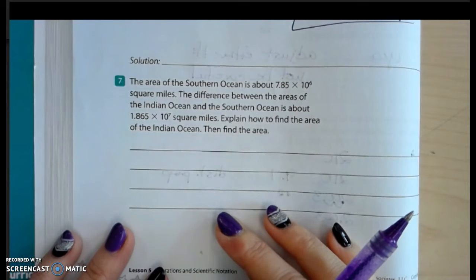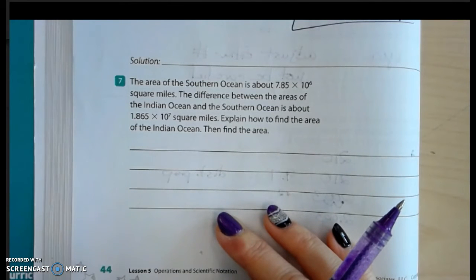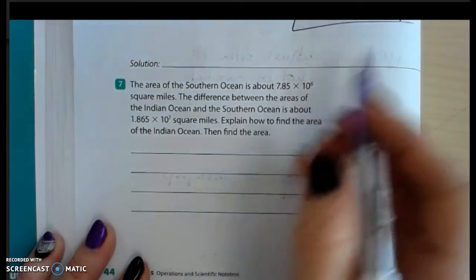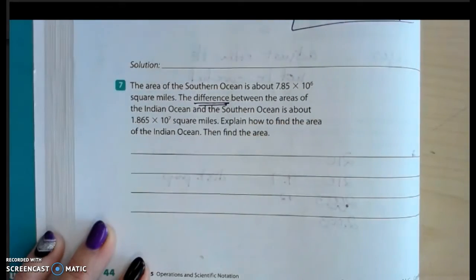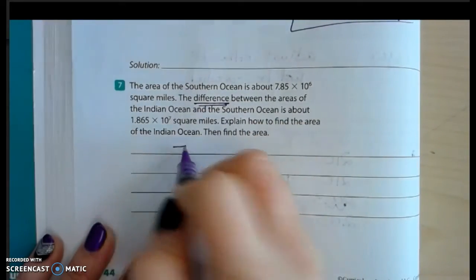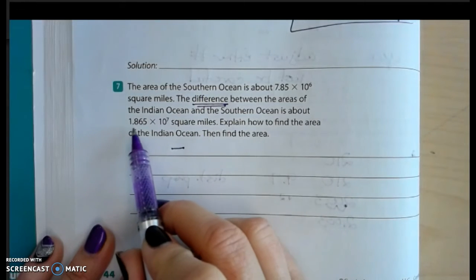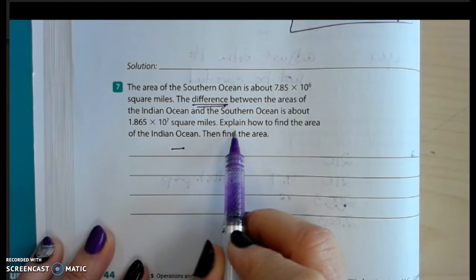We talked about one of these yesterday where you're still using a traditional formula, but they're kind of changing it up a little bit, so you're solving for something other than your traditional numbers. They're telling you difference, which means you've got a subtraction problem. The difference of the Southern Ocean and the Indian Ocean is 1.865 times 10 to the 7th square miles.